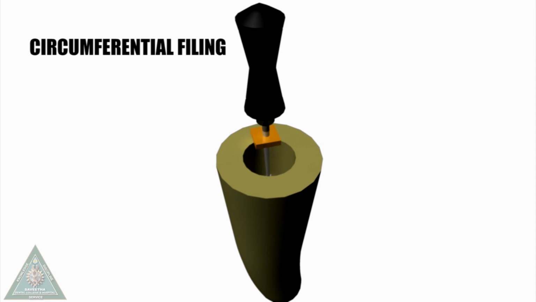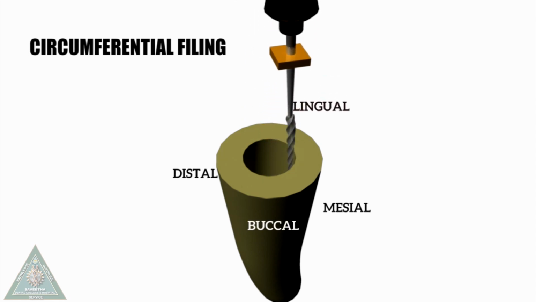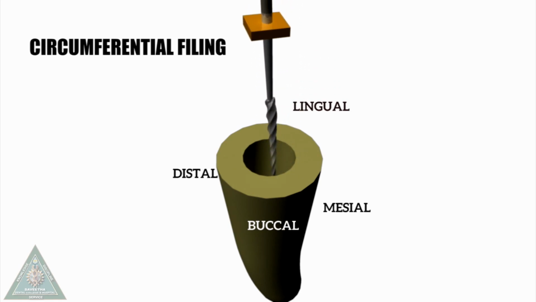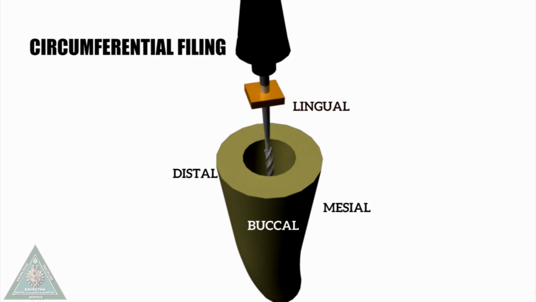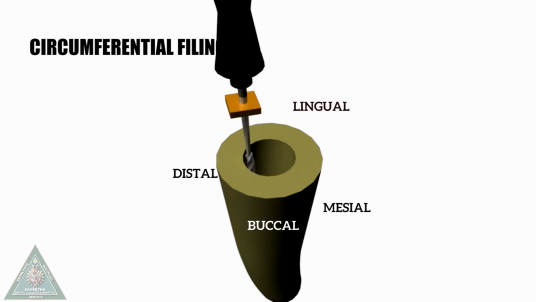Circumferential filing. Used for canals that are larger and are not round. The file is placed in the canal and withdrawn in a directional manner sequentially against the mesial, distal, buccal and lingual walls. The techniques explained till now are done manually by using hand movements.